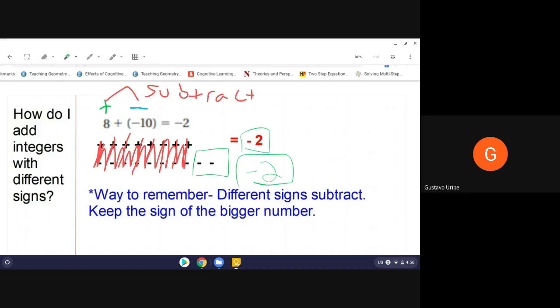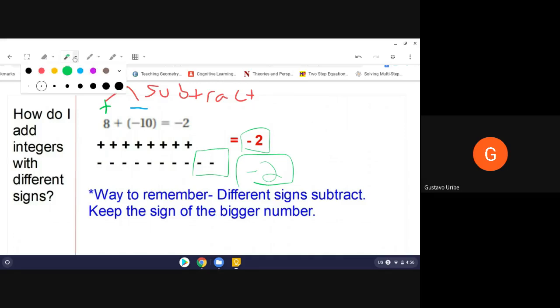Way to remember, different signs subtract, keep the sign of the bigger number. So as you deal with bigger numbers, or the more that you do these problems, you're going to get tired of drawing every single time. If you are struggling with these, I highly suggest that you actually draw them. But I know that drawing is going to get tedious and we're going to get tired. So until we are doing well with these, I want to see us drawing them, especially if you're getting these wrong.